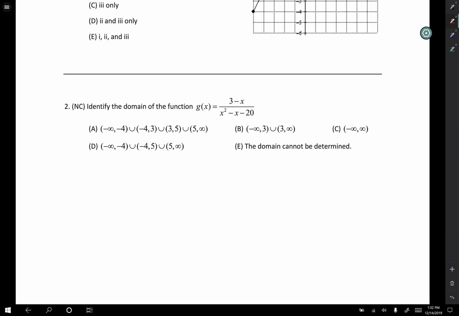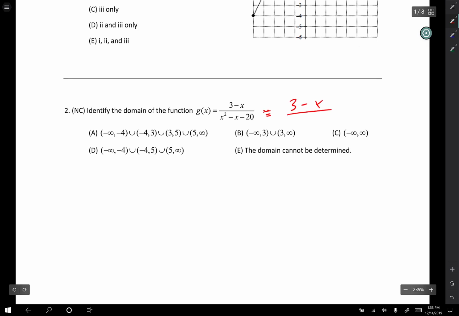Identify the domain of the function. Okay, so the domain just means where are you defined? Where is this function defined? So if I factor it out, let's see. If I factor this out, 3 minus x on the top and on the bottom, two numbers that give you -20 that add up to -1. And I believe that's 5 and 4, 5 being the -1, and then x plus 4. So let's see, -5 times +4 is -20, -5 plus 4 is -1, there it is.